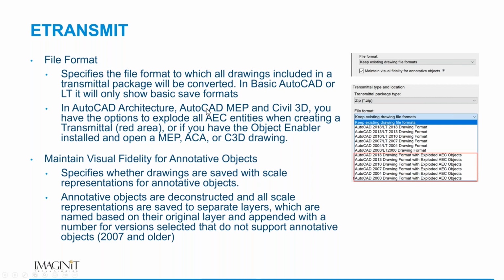When you're in AutoCAD Architecture, MEP, and Civil 3D, you will see options to explode the AEC entities in that drop-down. Or if you have an object enabler installed, so if I have the Civil 3D object enabler installed in AutoCAD and I open up a Civil 3D drawing, I will also have these options. When it recreates this, it will put everything together and explode all of my civil objects into AutoCAD geometry, or all of my MEP objects, or all of my AutoCAD Architecture objects, things like that.